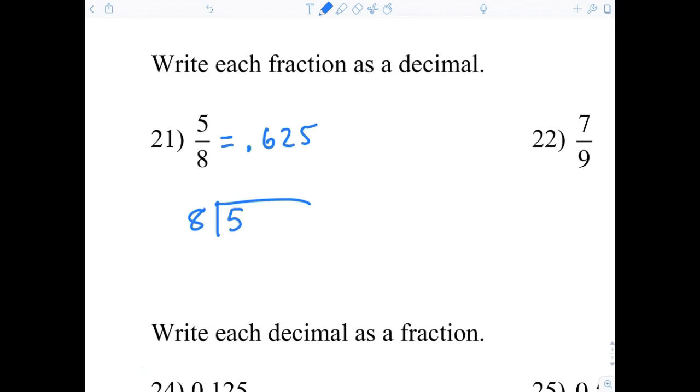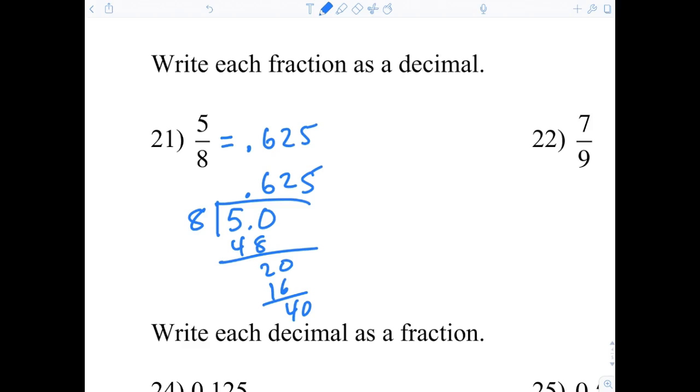So reviewing, 8 goes into 50 how many times? 6 times, with 2 left over. Now, 8 goes into 20 2 times. And then 8 goes into 40 5 times. There you go. That's why that's 0.625. Everybody good with that? Yes.